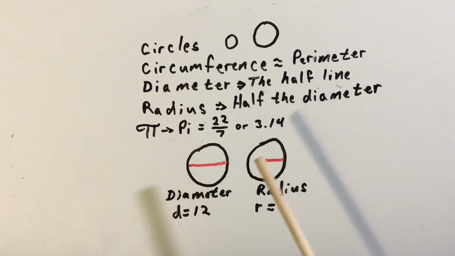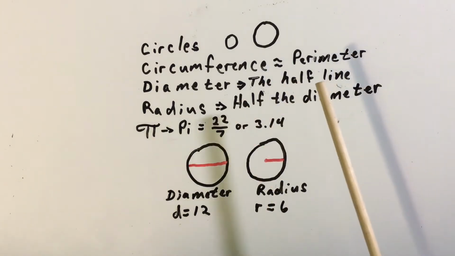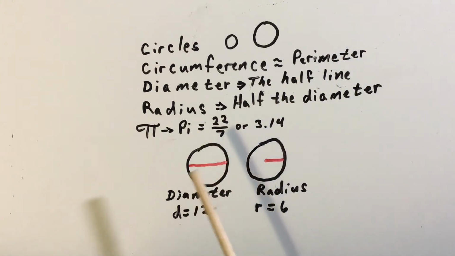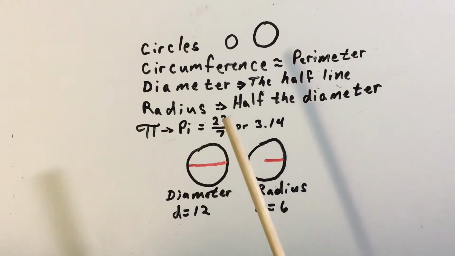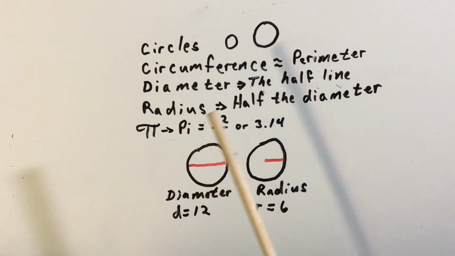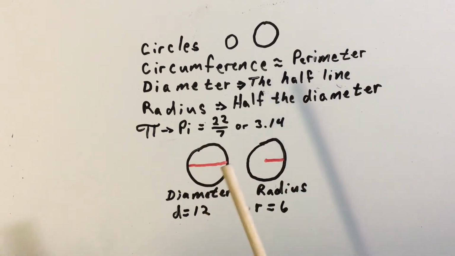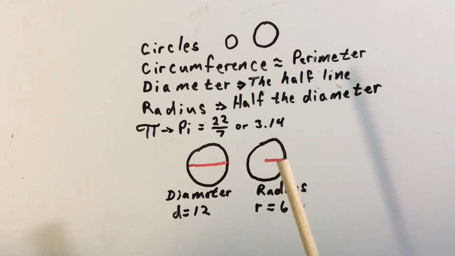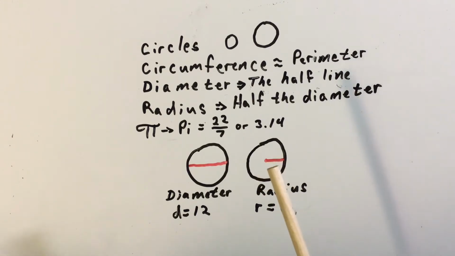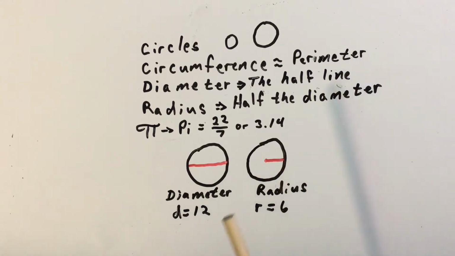We're going to learn about diameter. Diameter is the half line. So here's a half line on a circle. And then radius. Radius is half of the diameter. So think about here's the diameter, and here's half a radius. I'm sorry, half of the diameter. Half of the diameter is the radius. So here's an example of a quick diameter. If my diameter here in this circle is 12, then the radius is 6, half of the diameter.